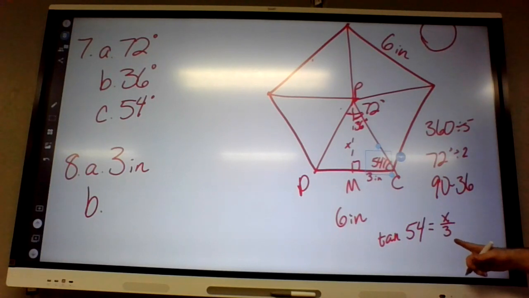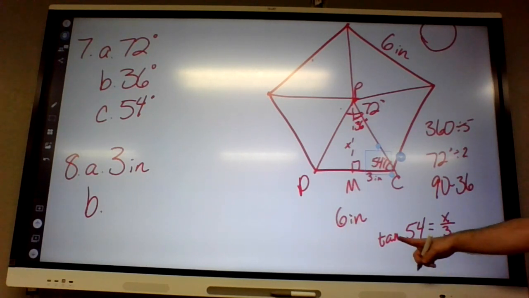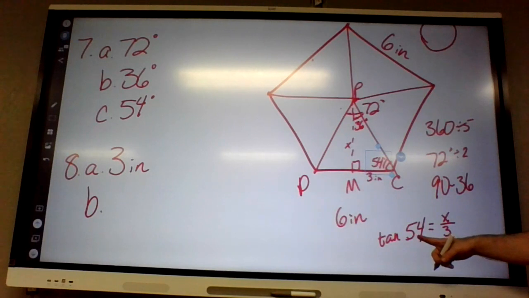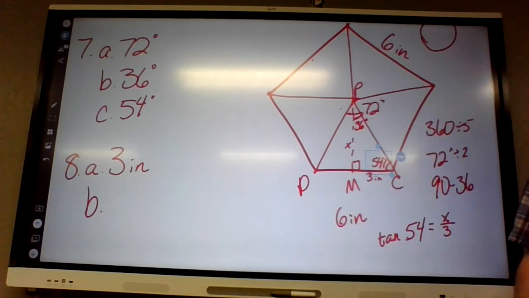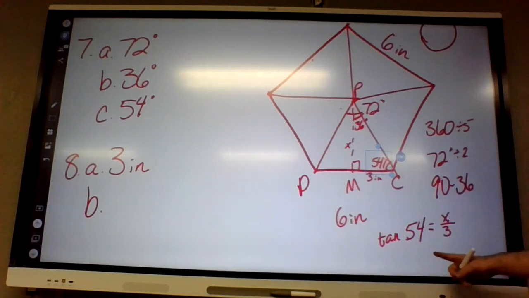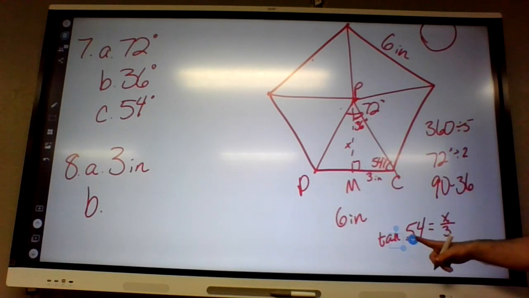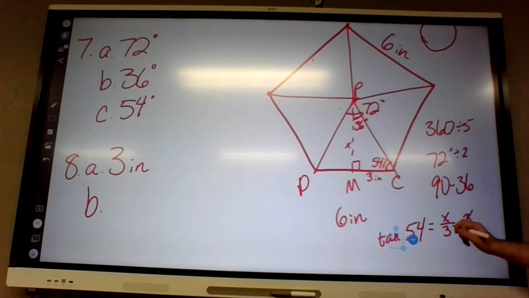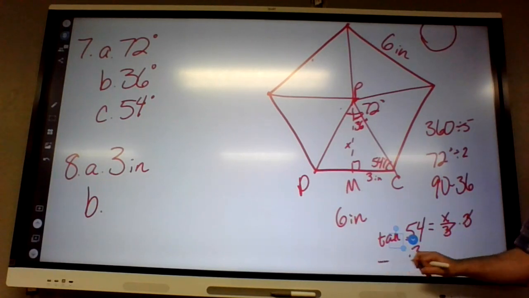And then what did we plug in our calculator? Tangent inverse? That's for finding the angle. Wait, it's not tangent inverse. You do 54 times tangent of 54 times 3.